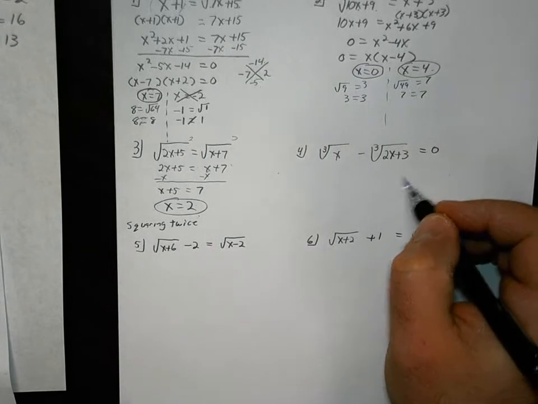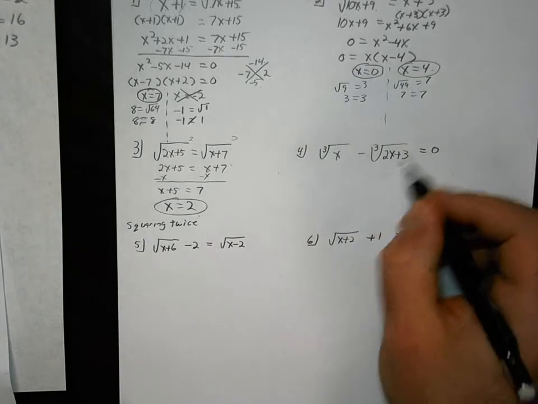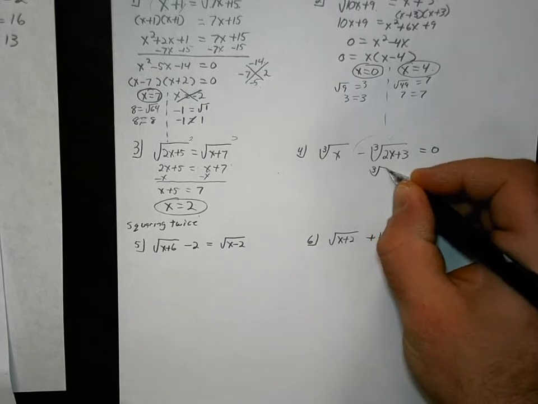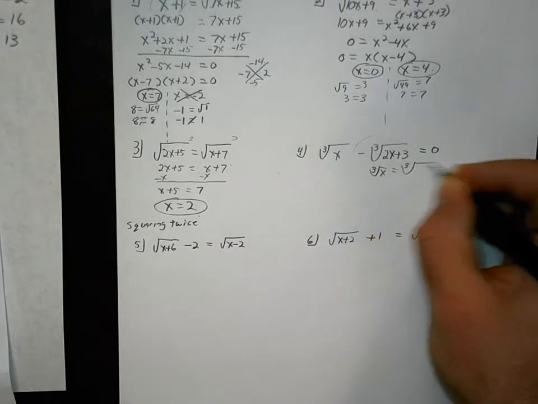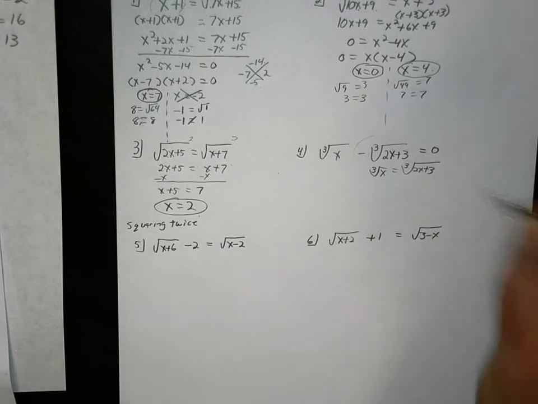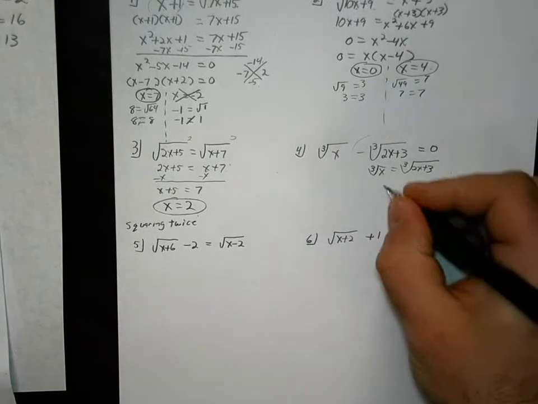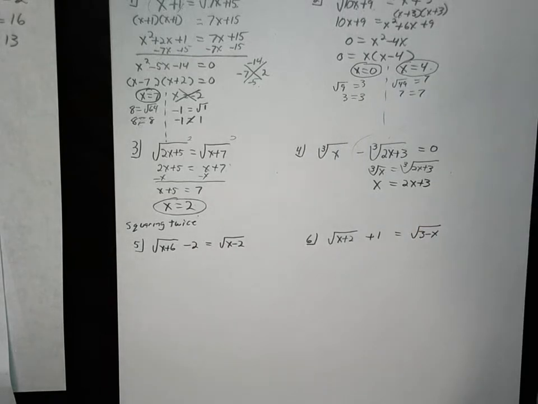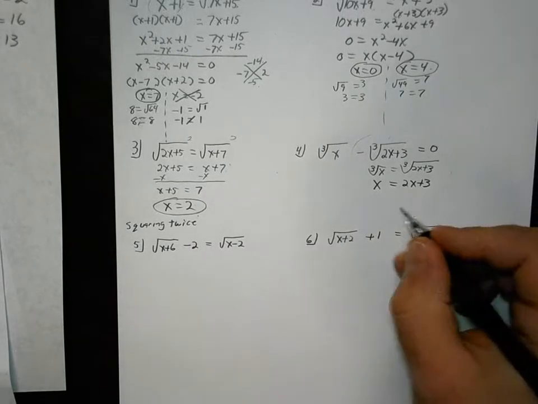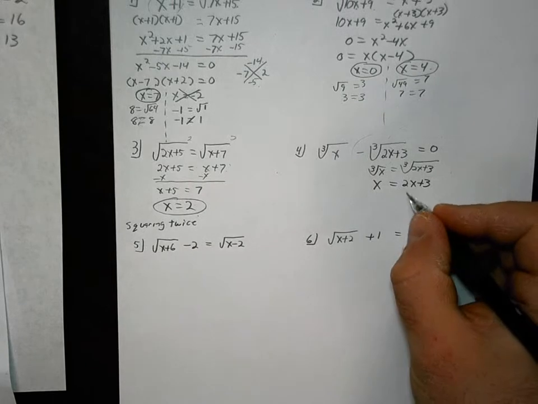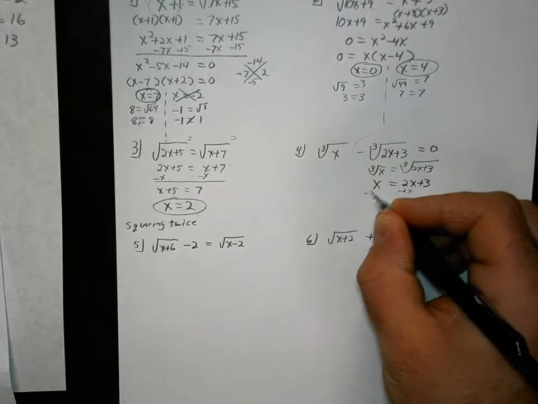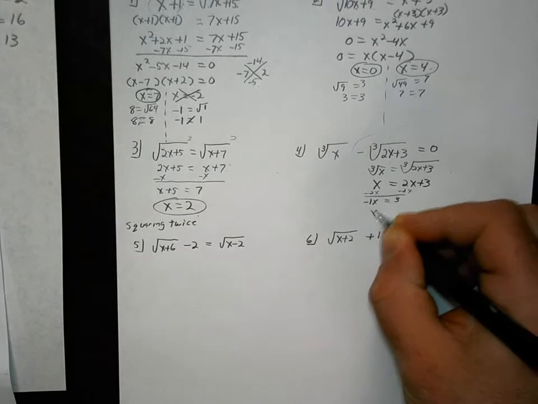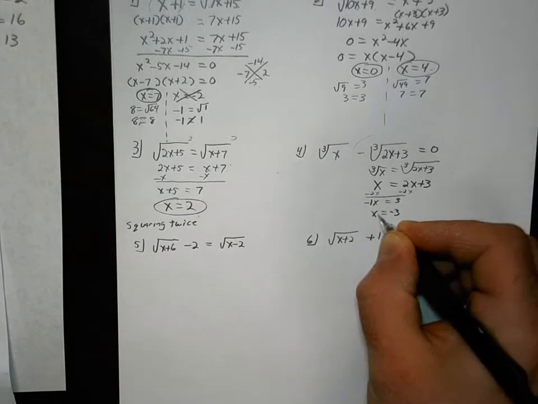Similar here, looks different, but when I bring this term over to the other side, it becomes positive. So I get cube root of x equals cube root of 2x plus 3. So when I cube both sides, I get x equals 2x plus 3. And now I can solve that. So if I subtract 2x from both sides, I get negative 1x equals 3. Divide by negative 1, I get x equals negative 3.